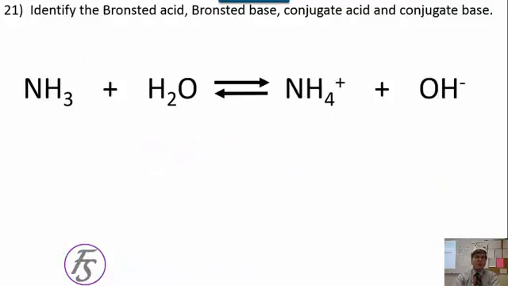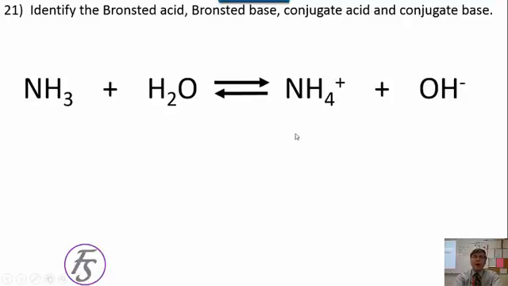The last two questions involve identifying the Bronsted acid and Bronsted base, conjugate acid and conjugate base. The way we identify the Bronsted acid, remember that the Bronsted acid is a proton donor, meaning a hydrogen donor, and the Bronsted base is a proton acceptor, meaning it's the one that takes the hydrogen.